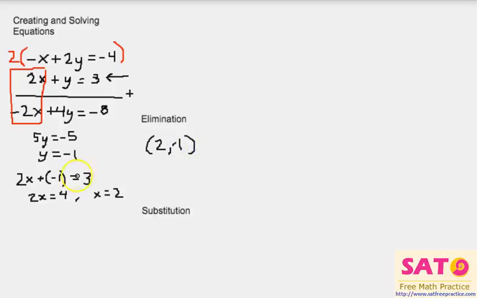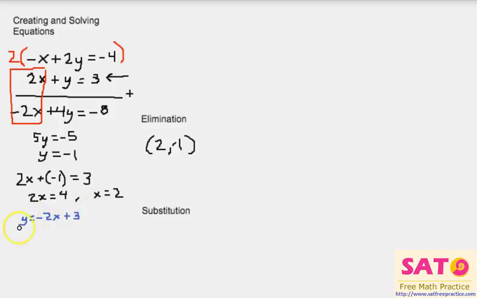Let's do the same thing for the same problem, but now using substitution. Substitution is solving one of the equations for a variable and substituting it into the other equation. So let's rewrite the second equation in terms of y, which would mean y would be on one side and the rest would be on another side. So let's subtract 2x on both sides to get y equals negative 2x plus 3.